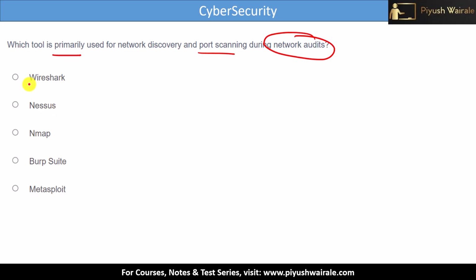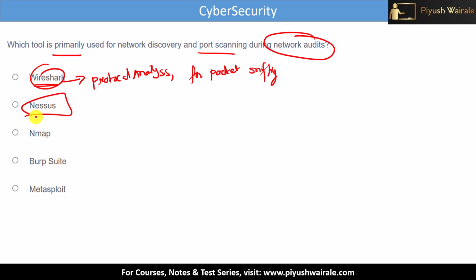The network discovery. Let's see what Wireshark is here. It is used for protocol analysis, or we can say for packet sniffing also. What about Nessus? It is used for vulnerability scanning here, right? What about Nmap here?